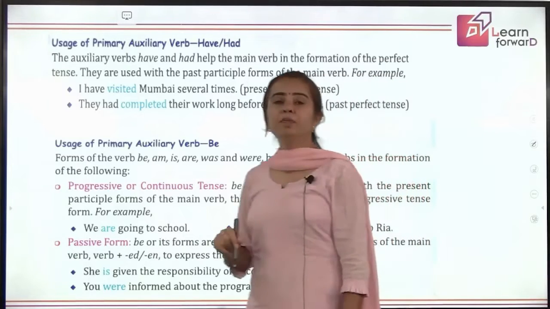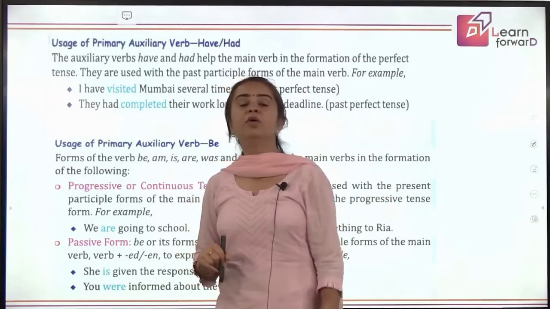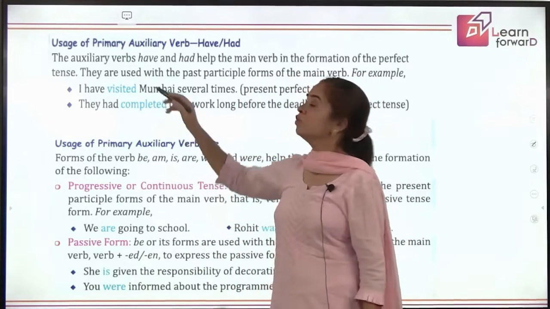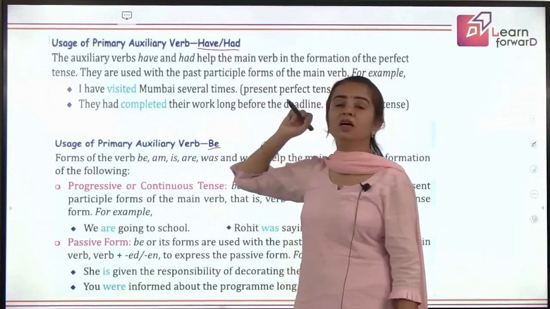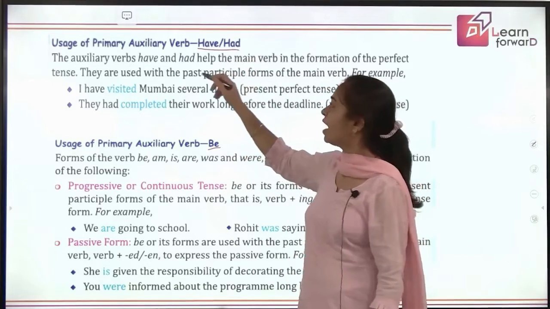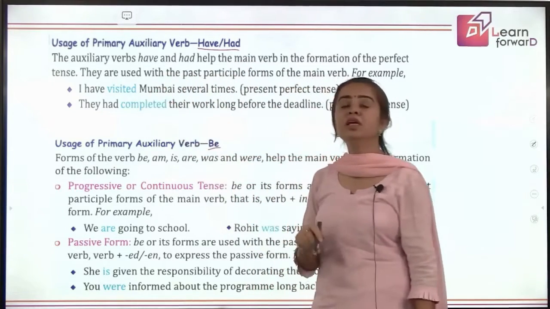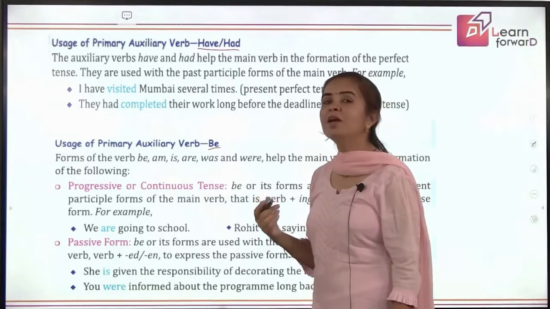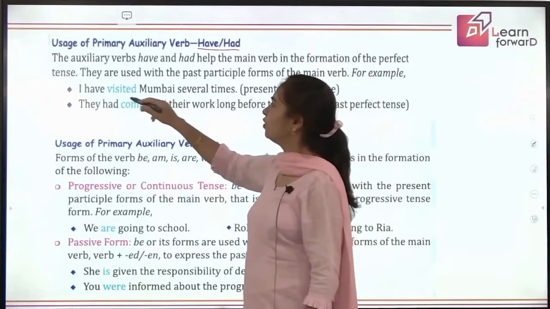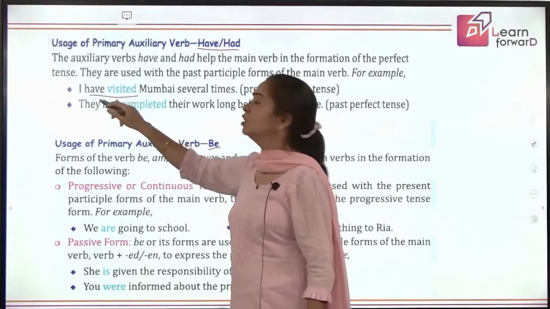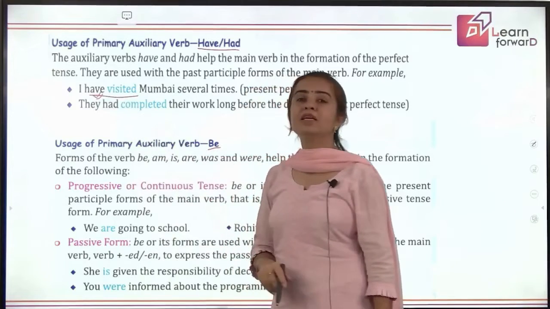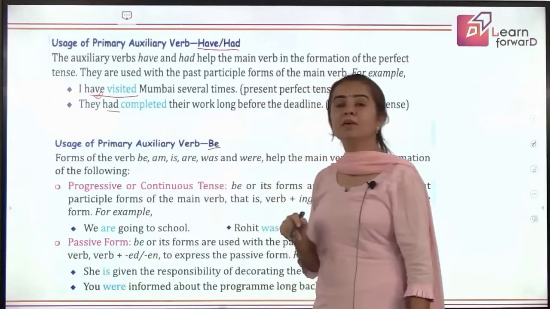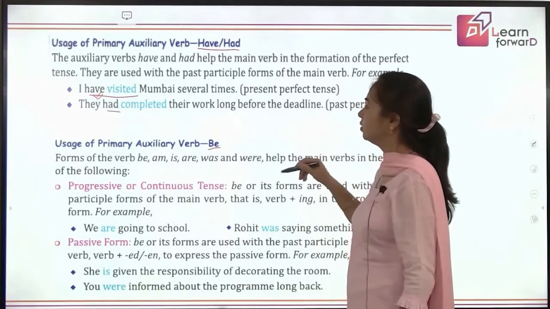Now the second primary auxiliary we have learnt about is have, and the third one we will be doing is be form, right? So what about have, had? These are the forms of have, and they are also used in making the tense structure complete. They are used in perfect or perfect continuous tense, like I have visited. So it is supporting in getting the present perfect tense structure complete. They had completed. This is the past perfect structure completed, right?